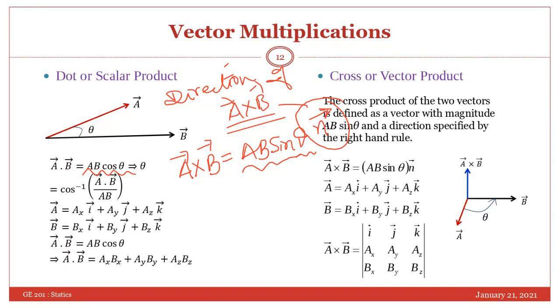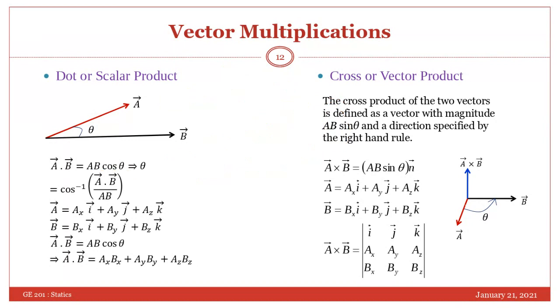Now let us multiply the unit vectors by cross multiplication. You see, if you have unit vector I and you make a cross multiplication with I itself, this is representing vector I and this is also representing vector I. They are parallel. So the angle between them will be how much? 0, because between two parallel lines the angle is 0, because they will never touch each other.